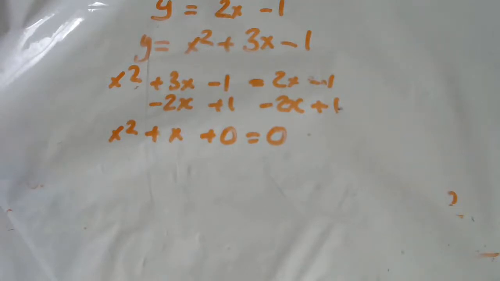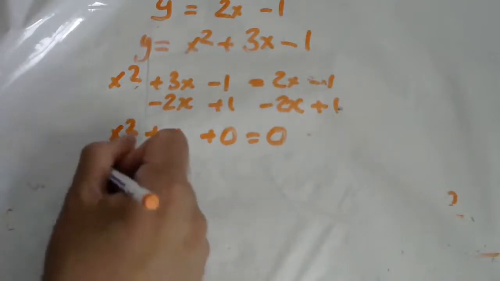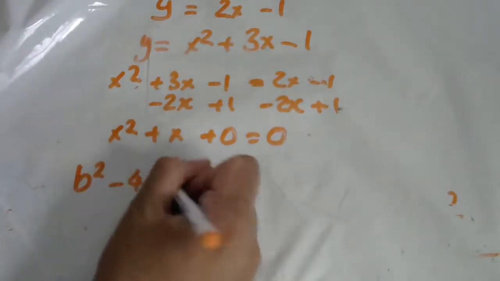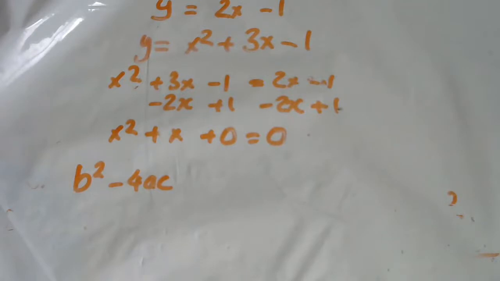Now, the question I'm next going to ask you is, how many solutions has it got? Can you find out using the discriminant? So use b squared minus 4ac and decide how many solutions this thing has got.